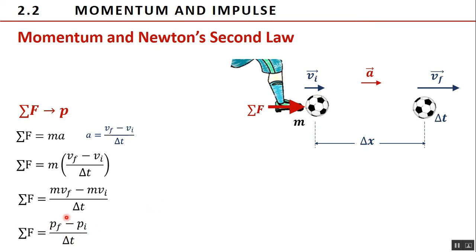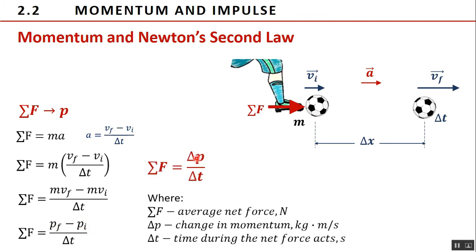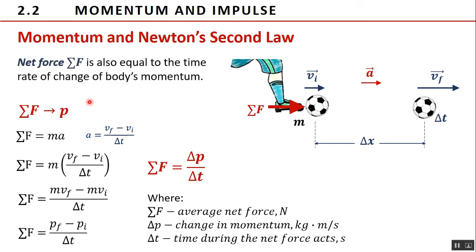Lastly, the expression p sub f minus p sub i is the change in momentum of the ball, delta p. From what we have already learned, net force is explained by the formula force equals mass times acceleration. This equation brings us to a whole new definition of net force. Now, we redefine net force as the time rate of change of momentum of the body. It means that, in order to change the momentum of the body, a net force must act on it. Here, we see that the net force acting on the soccer ball changes the ball's momentum.